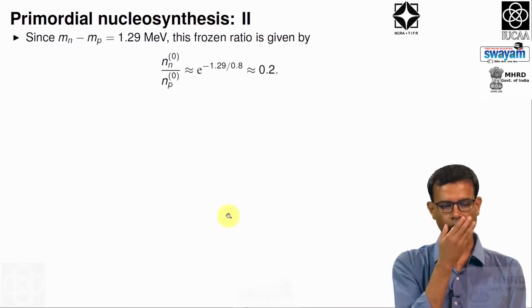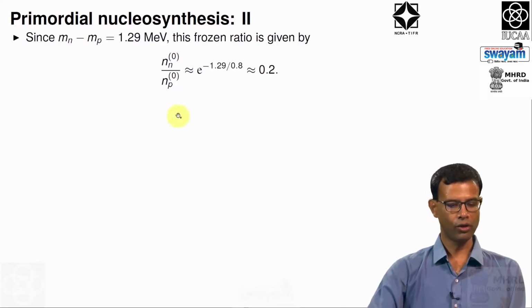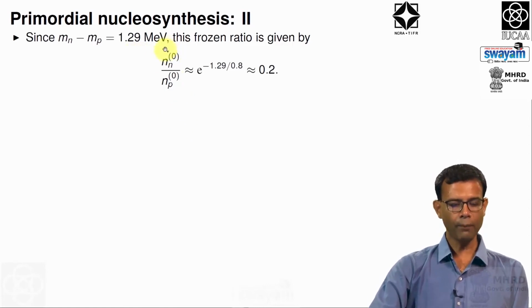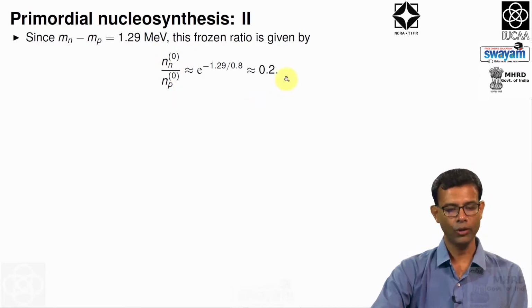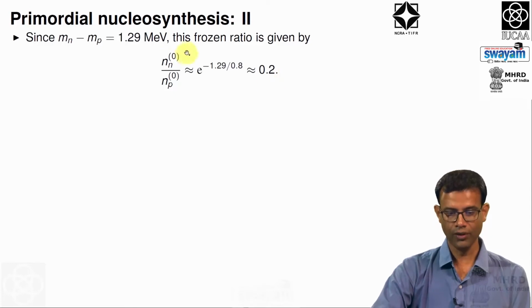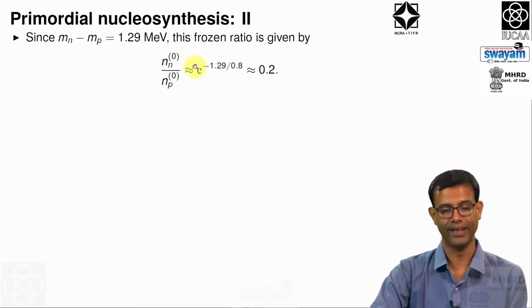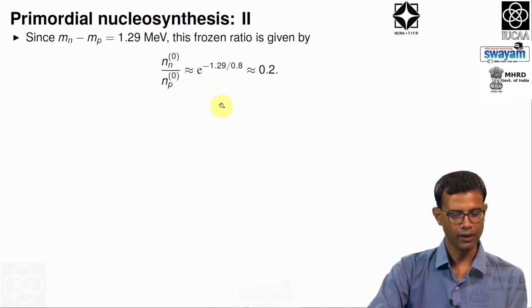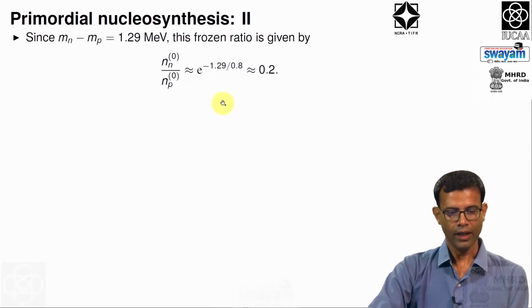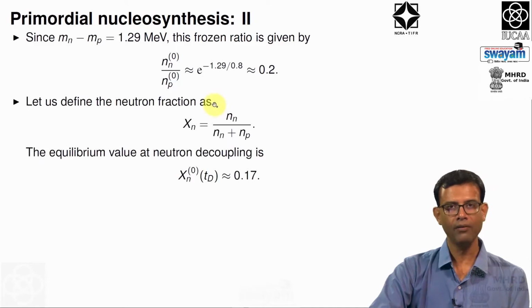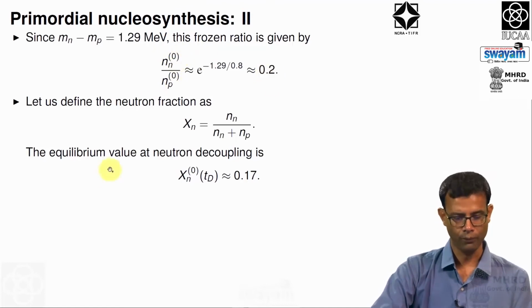We already know the mass difference between neutrons and protons, that is something like 1.29 MeV. So, in equilibrium this neutron to proton ratio will be somewhere around 20%, 0.2. The number of neutrons will be less just because they are massive. That Boltzmann factor comes into the picture. Now, once the temperature becomes less than 0.8 MeV, the ratio will be frozen to this 0.2.